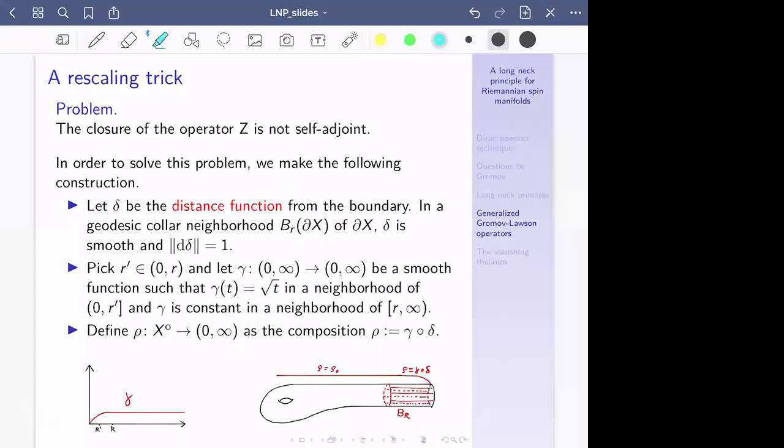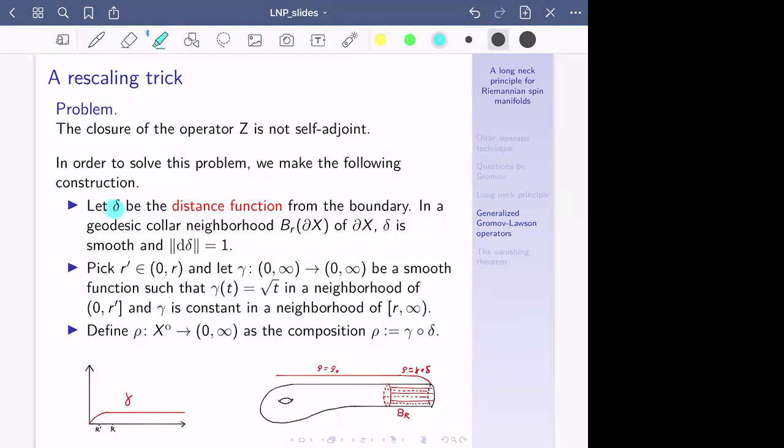Now the main problem here is that since the metric is not complete, the closure of the operator is in general not self-adjoint. Now in order to solve this problem, we make the following construction.